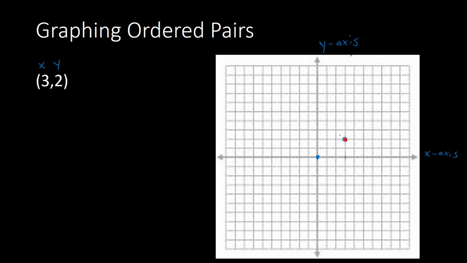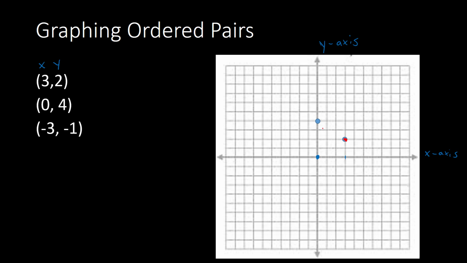The next one would be 0, 4. So 0, 4, your x value is 0, meaning it's not going to go left or right. So then the only thing we have to do is worry about the y component. Y is 4. Positive for the y values is going to be up. So if we go from the origin up 4, we're going to get this point right there.